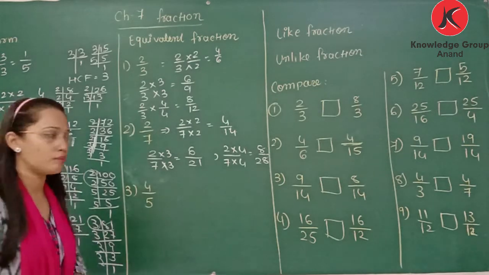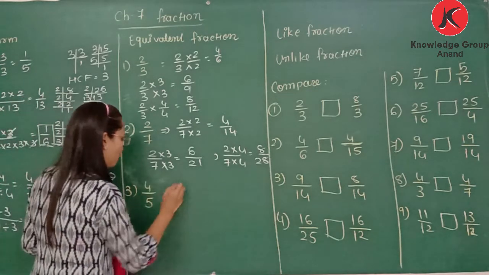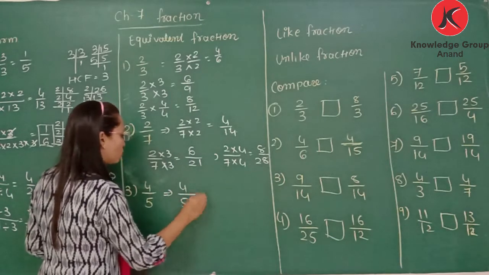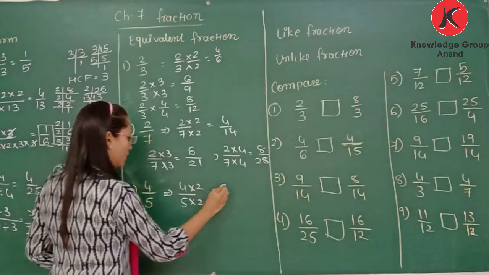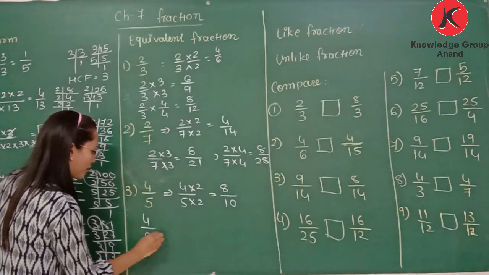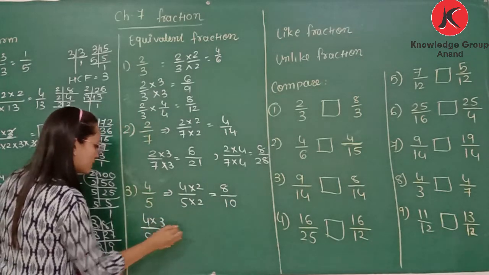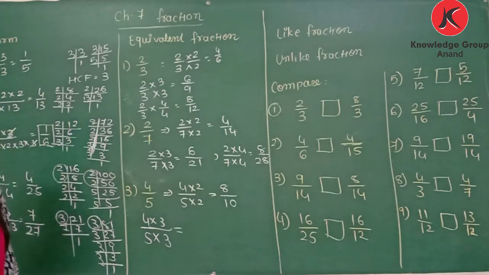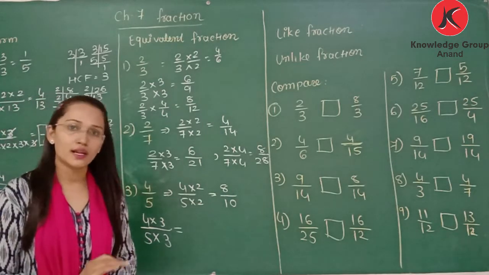You can select any number. So let us multiply 4 by 5 with 2 and 2, that is 8 by 10. Now multiply 4 by 5 with 3 and 3. It is not necessary that every time you need to multiply with 2, 3 and 4. You can select any number.